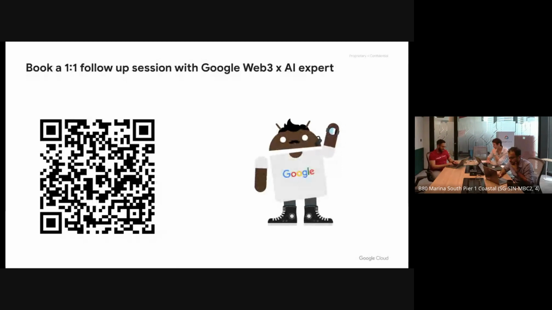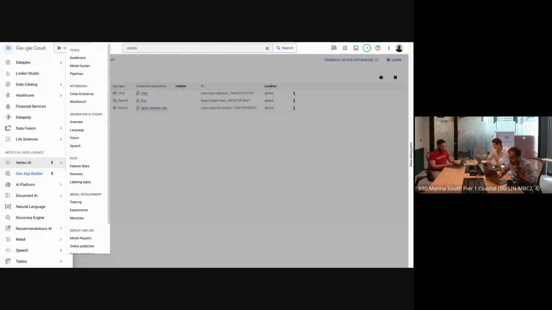I think there is another question on Generative Builder, how to access it. Let me paste the link. Okay, you can try this out. If you go to the burger menu at the very left of your Cloud Console, at the very bottom you have AI, and it should be Vertex AI and then Generative Builder. You should have access to it. There is no waitlist or anything. It's GA.